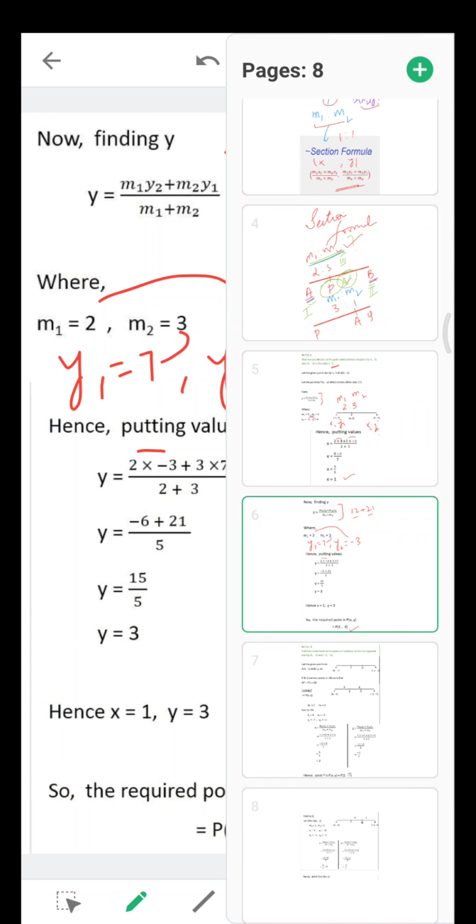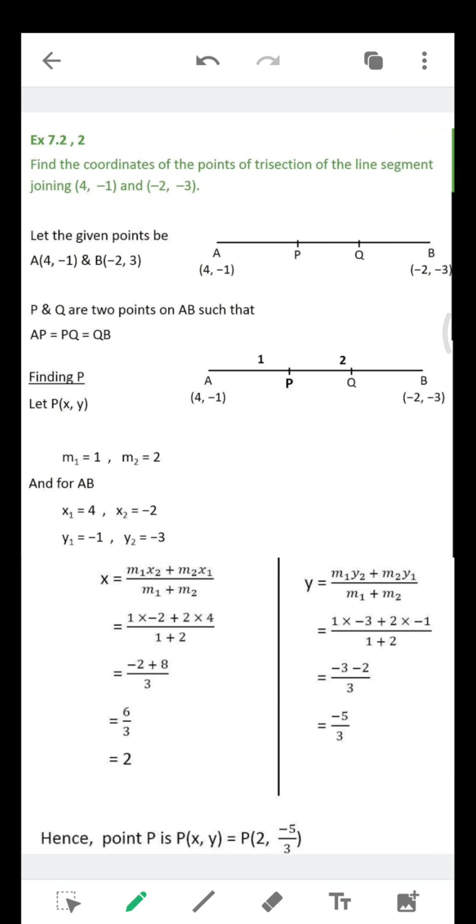Now let's have a look at another question. Find the coordinates of the points of trisection of the line segment. What do you mean by trisection? If a line segment is divided into 3 equal parts, we need to cut it 2 times. To divide a line segment into three equal parts, we need to cut it two times.